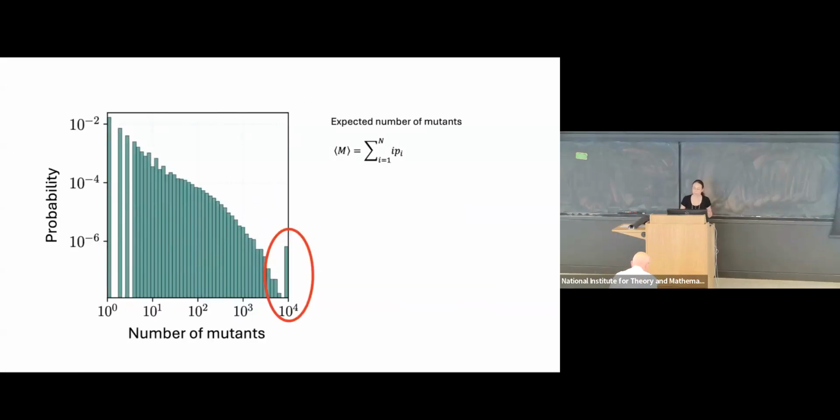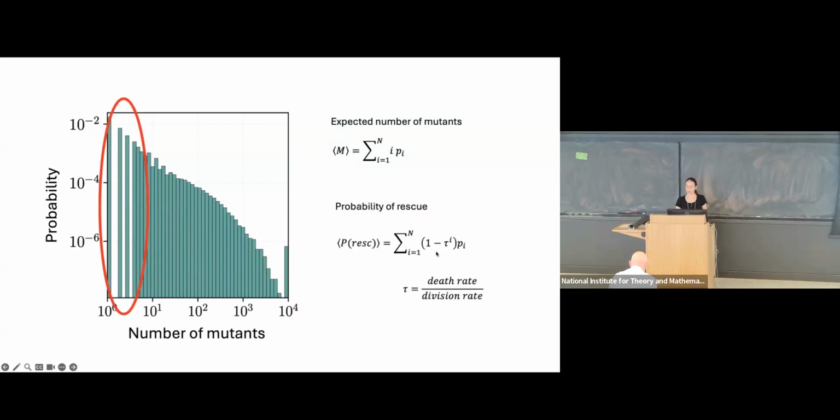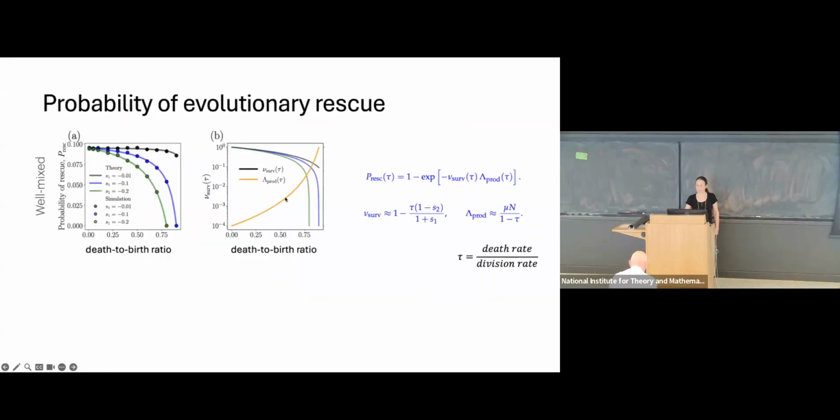Actually, it's a completely different problem, because to calculate the expected number of mutants, you need the probability to have i mutants, so the whole tail of the distribution is important. For rescue, you multiply by the probability of i mutants to make it, and the tail of the distribution is completely unimportant, so it's a slightly different problem. Samrat Mondal, my postdoc, derived a beautiful, very simple formula for the probability of evolutionary rescue in a well-mixed system. And you can see that as the death to birth ratio increases, probability of rescue decreases.